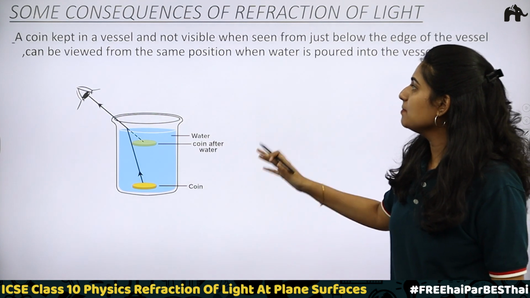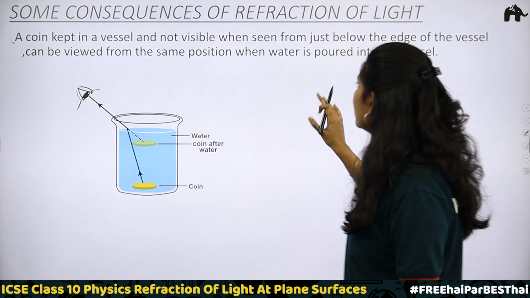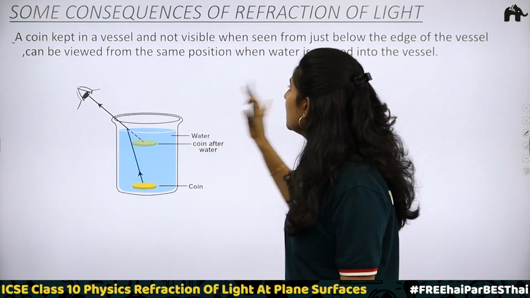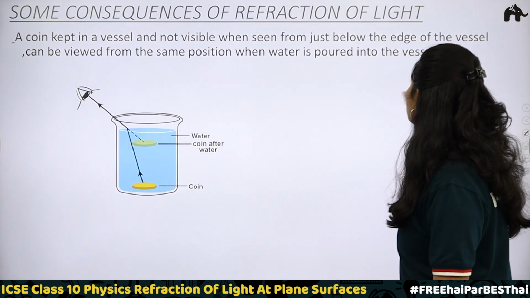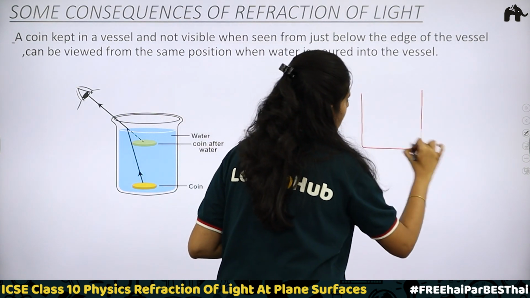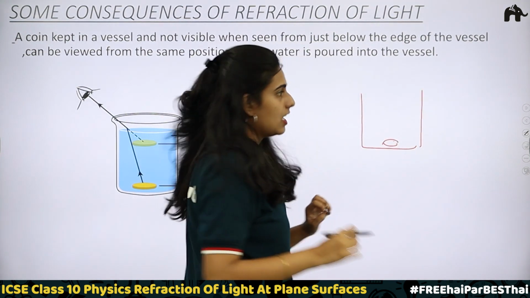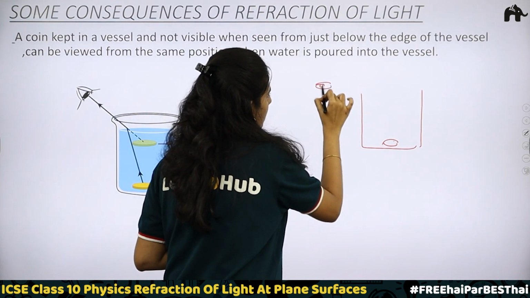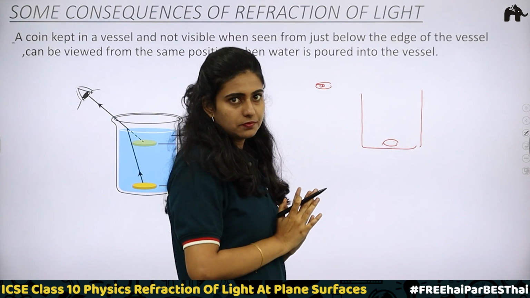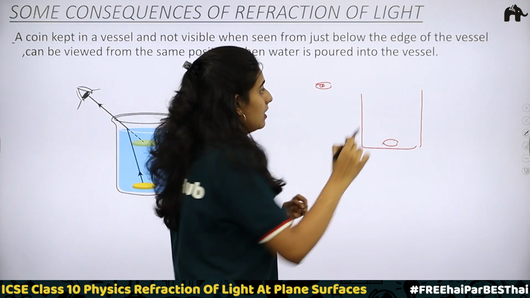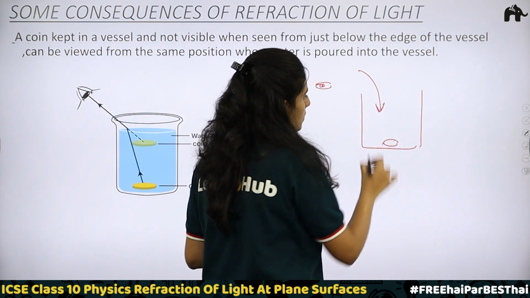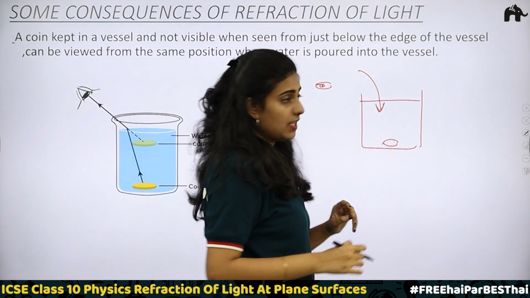This example, we all are familiar. A coin kept in a vessel and not visible when seen from just below the edge of the vessel can be viewed from the same position when water is poured into the vessel. So here you are taking a beaker. A coin is taken. A person is standing here. When he is standing at this position, he won't be able to see the coin. What can be done? He can pour some water into this beaker. So when water is poured into this beaker, what happens?